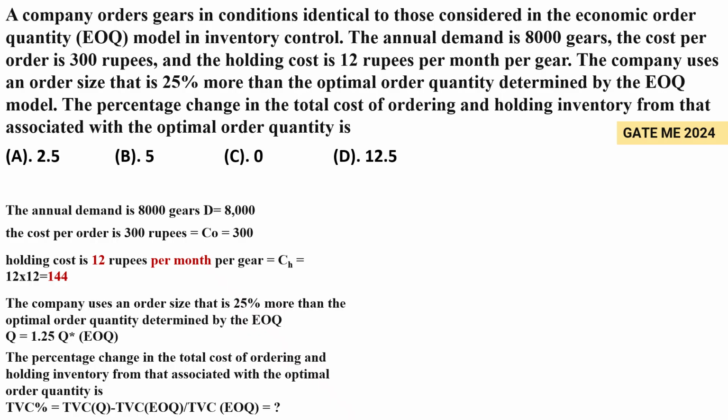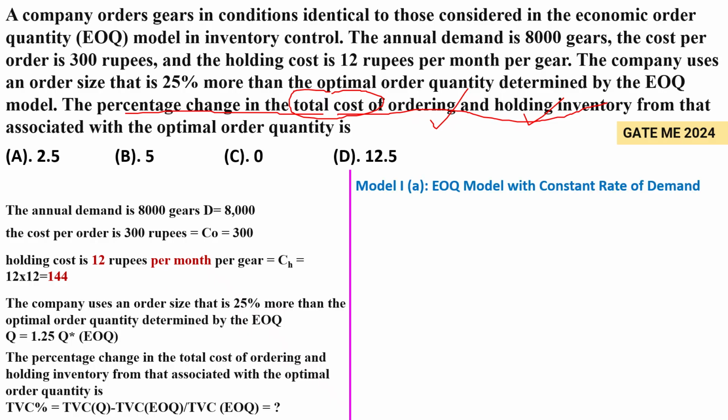So next, the percentage change in the total cost of ordering and holding inventory from that associated with the optimal order quantity. Here it mentions the total cost, but it is the total variable cost, because we are considering the ordering cost and holding or carrying cost only. We are not considering the fixed cost. So we have to determine the percentage change in the total variable cost for the company size Q with respect to the EOQ size. So let's see the solution.